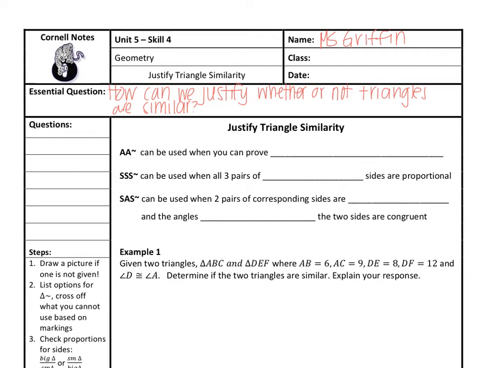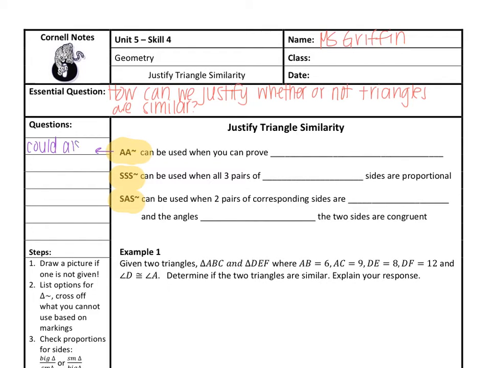There's 3 ways to do this. Grab a highlighter if you have it. We have AA similarity, side similarity, and SAS similarity. Now, I do want to tell you that AA similarity can also be used with AAA similarity. I know you've heard all your life in geometry that AAA is not okay. We've been saying it over and over and over, but it's different for similar triangles.